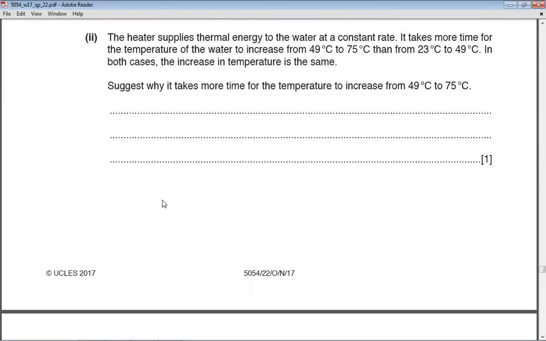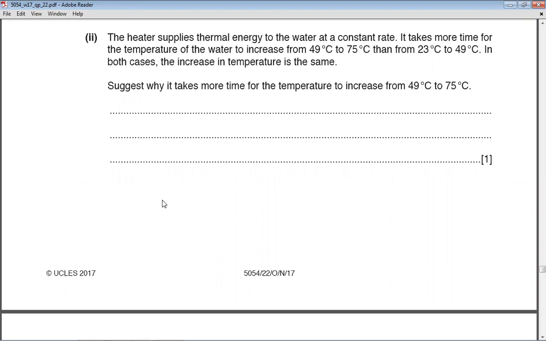Okay, then the question is, the heater supplies thermal energy to the water at a constant rate. It takes more time for the temperature of the water to increase from 49 to 75 degrees centigrade than from 23 to 49 degrees centigrade. In both cases, the increase in the temperature is the same. So just why it takes more time for the temperature to increase from 49 to 75 degrees centigrade.